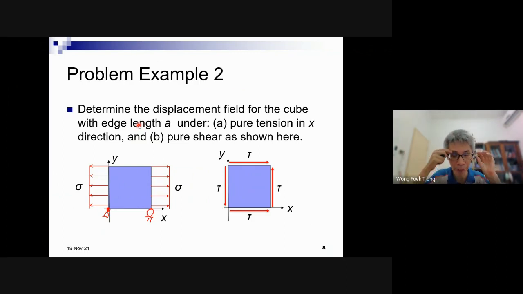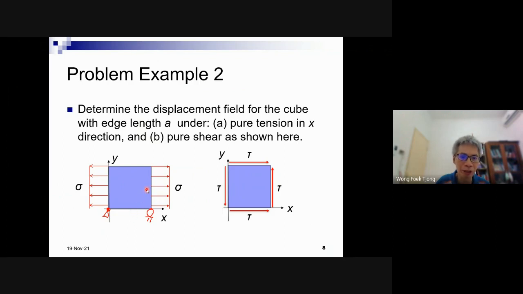This is the opposite of the first example. In the first example, the given data is displacement, and we go from displacement to stress. But here, the given data is the stress, and then we should determine the displacement field. So a kind of inverse problem, right? Of course, we cannot let it be without support, so I have to draw supports, to prevent the rigid body motion.